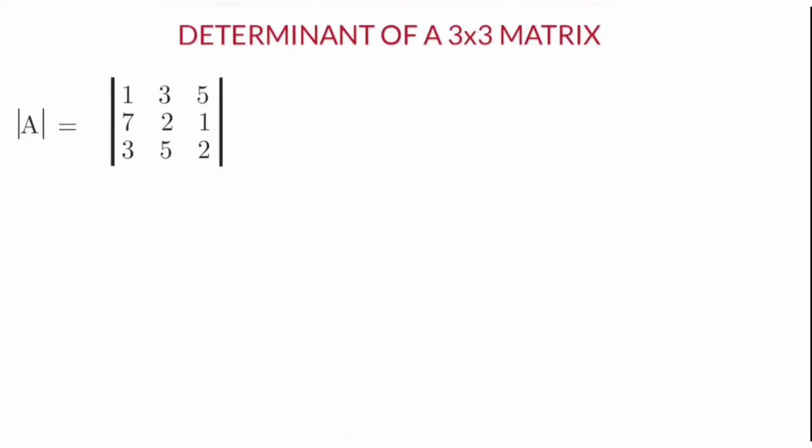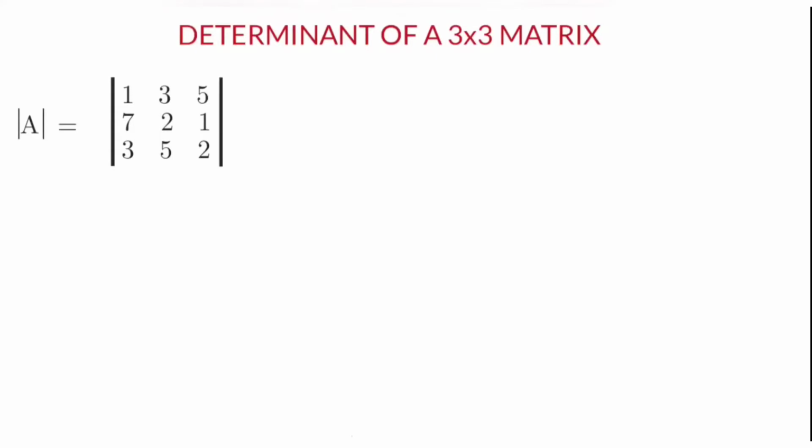In this video, we are going to learn about calculation of determinant of a 3 by 3 matrix. Here, I have taken a determinant of matrix A, which is a 3 by 3 matrix. So it has 3 rows and 3 columns in it. You need to note that we can only calculate the determinant of a square matrix. Here, it has 3 rows and 3 columns, so it is a square matrix. So we can calculate the determinant of this matrix.